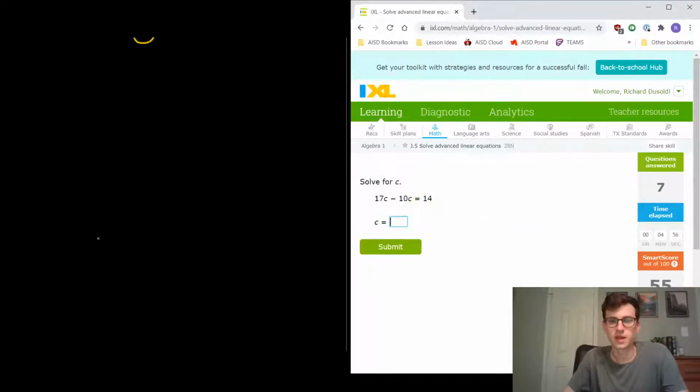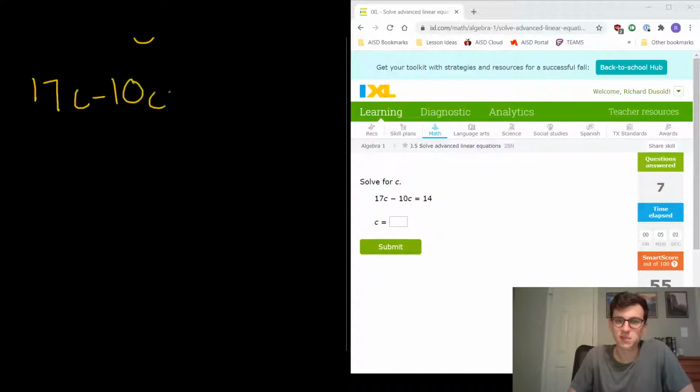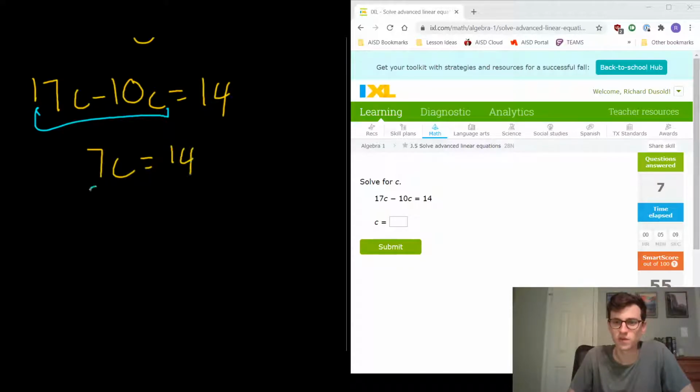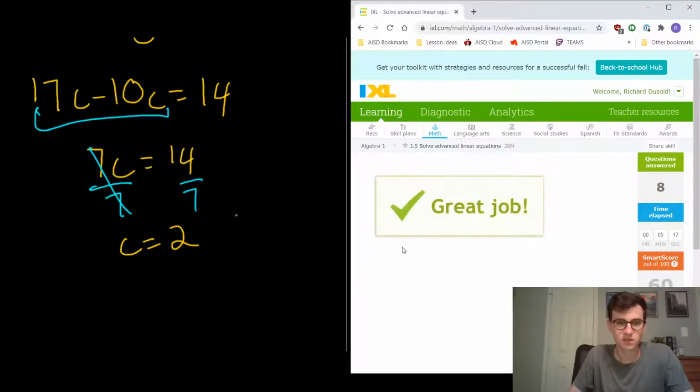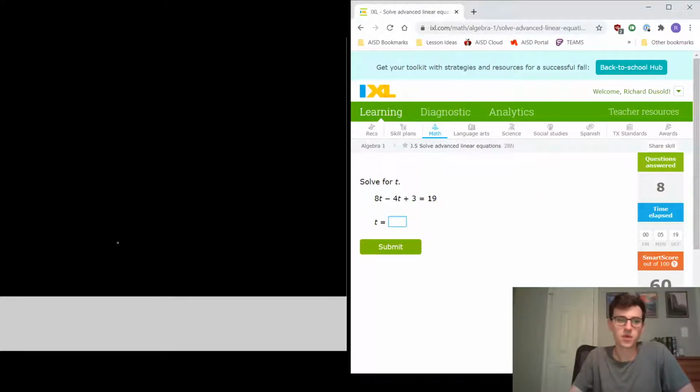We're cruising right now. 17c minus 10c. Oh, the same way. Man, again, my stipulation was that I have to write everything. So we combine these like terms to get 7c equals 14. Divide by 7 on both sides. 7 cancels out. c equals 2. Cruising, giving me some easy ones. I don't know if I'm going to get there before 8 minutes, though.